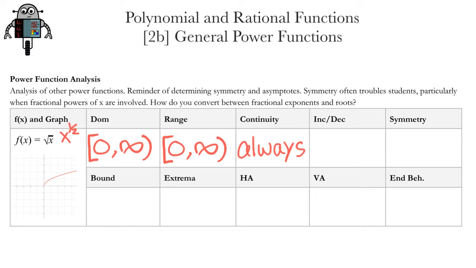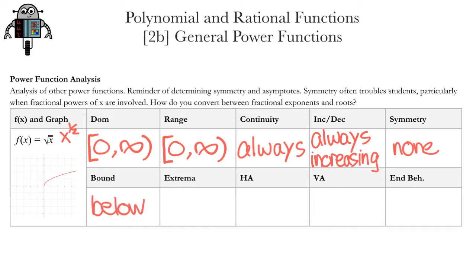The square root of x is also always increasing. The larger the x values you input, the larger the y values will be as outputs. It has no symmetry about the y-axis nor the origin. However, it is bounded below by the x-axis. There is no max, but it does have a minimum at x equals 0. Side note, a function can be bounded below and not have a minimum, like 1 over x squared, or bounded below and have a minimum, like the square root of x.